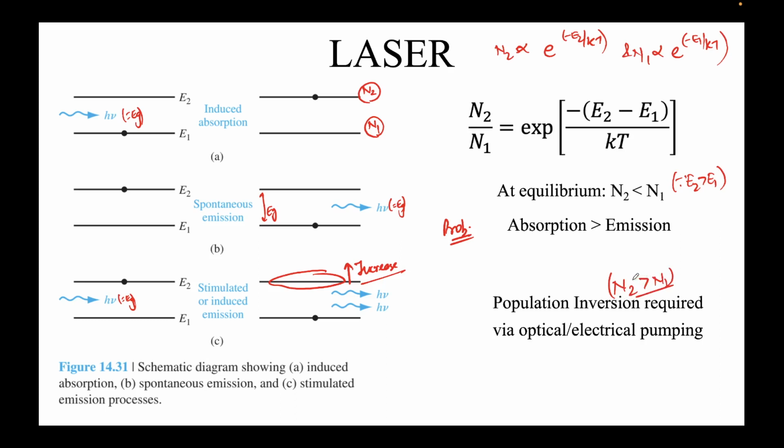Okay, how do we do that? So you see that at thermal equilibrium, this is not the case, N2 is less than N1. How do we do that? So we saw one of the things is electrical pumping. How? If it's a p-n junction, you supply electrons to the n side, you supply holes to the p side. Your potential barrier will get lowered, and you'll have a large amount of electrons, right? We have a huge amount of electrons in this excited state, which is what we want, correct?